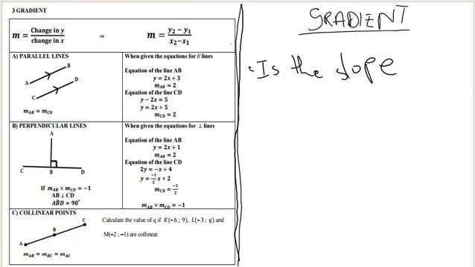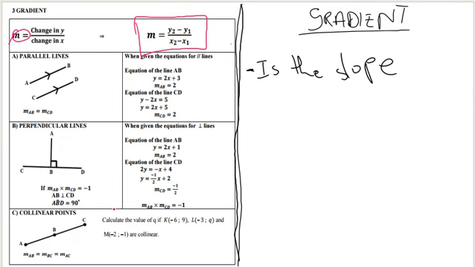I don't remember seeing any curve here, but lines. Okay, so the formula for the gradient is this one. This here is the formula for the gradient. This m represents the gradient. So the gradient is usually denoted by the letter m.